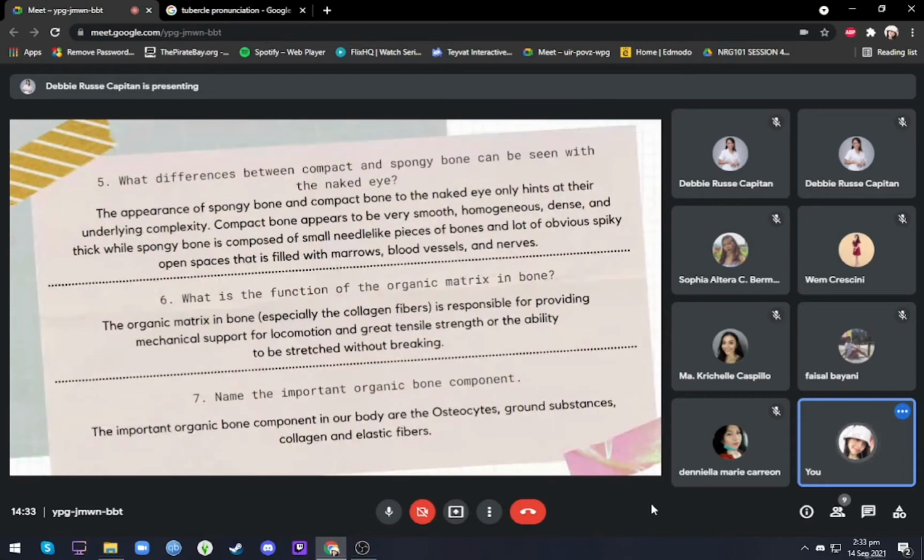Number 6. What is the function of the organic matrix in bone? The organic matrix in bone, especially the collagen fibers, is responsible for providing mechanical support for locomotion and great tensile strength, or the ability to be stretched without breaking. Number 7. Name the important organic bone components. The important organic bone components in our body are the osteocytes, ground substance, collagen, and lastly the elastic fibers.